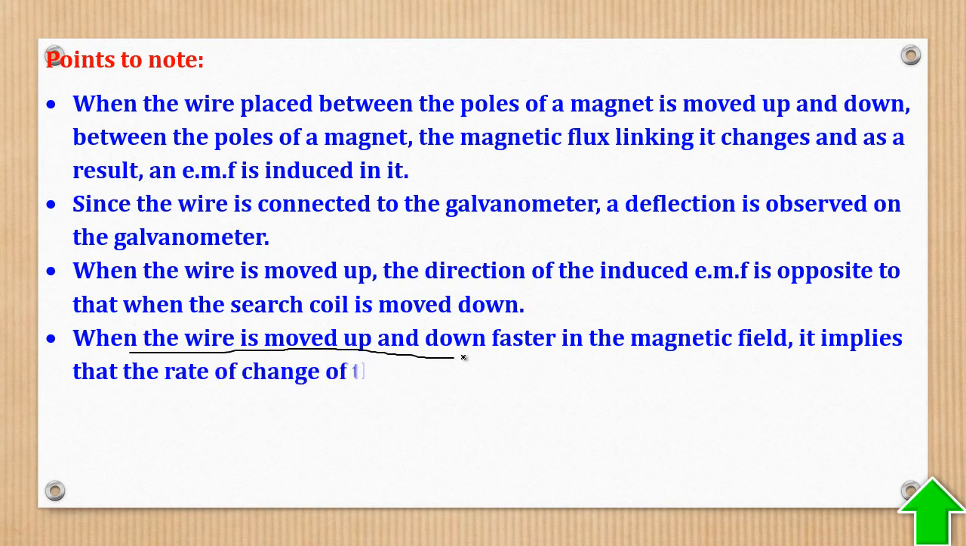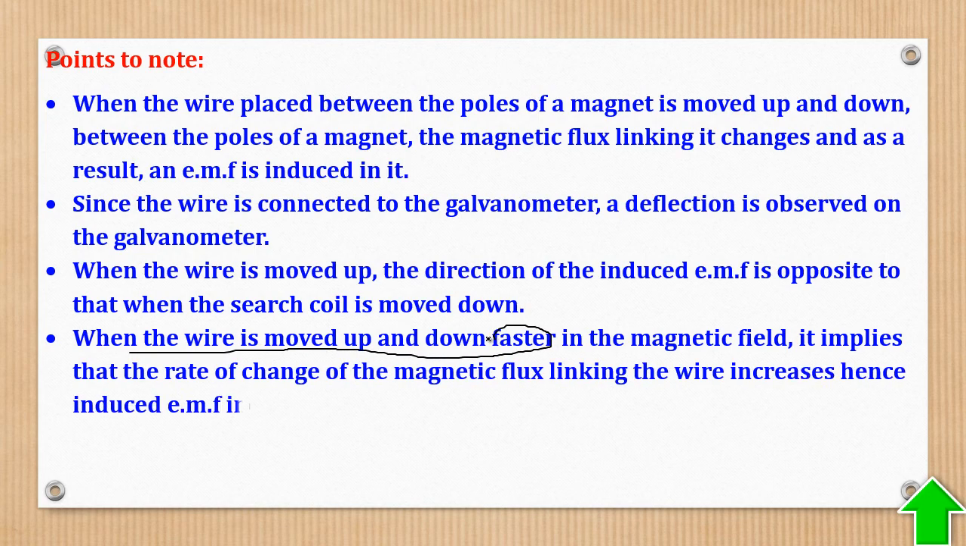When the wire is moved up and down faster, what does it mean? In the magnetic field, it means that the rate of change of the magnetic flux linking the wire increases. And when it increases, it means that induced EMF also increases. So induced EMF depends on the rate of change of magnetic flux linking the wire. How fast is the magnetic flux linking the wire changing?